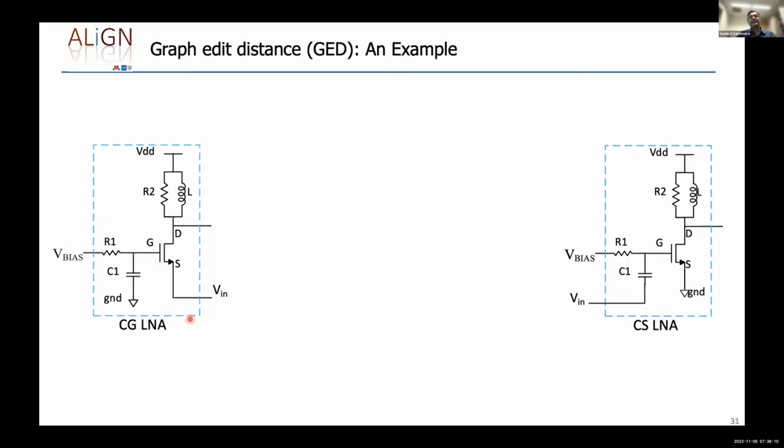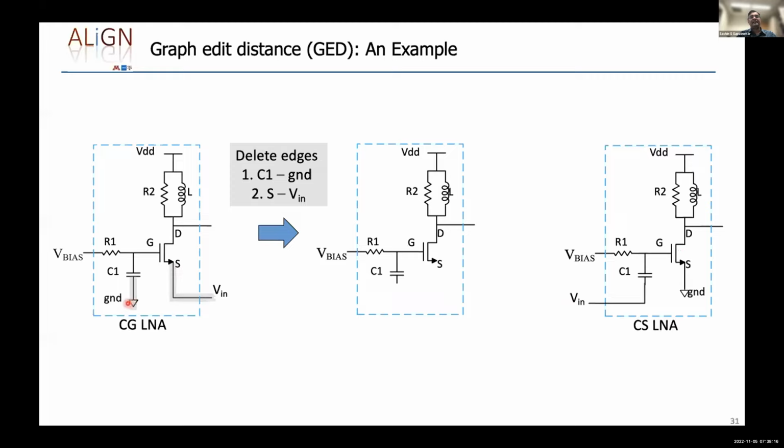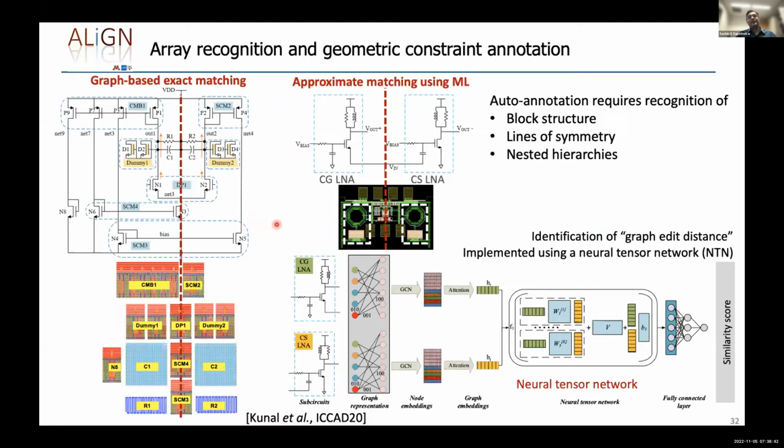So first, for example, I could delete these edges and come up with this. Then I could add these edges over here, and I'm over here. And in 4 edits, I've gone from here to here. So if the number of edits is small, then the two circuits are close to each other and they deserve to be symmetric. If it's large, then they have a significant difference. So we use this idea where we try to perform a combination of traditional graph-based, traversal-based matching.